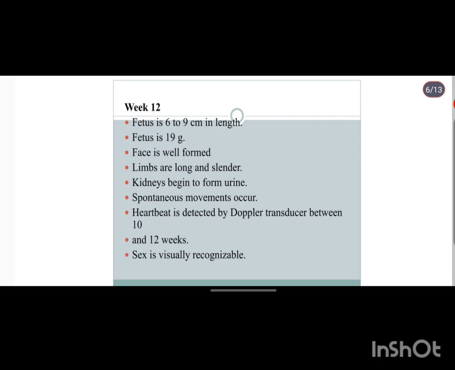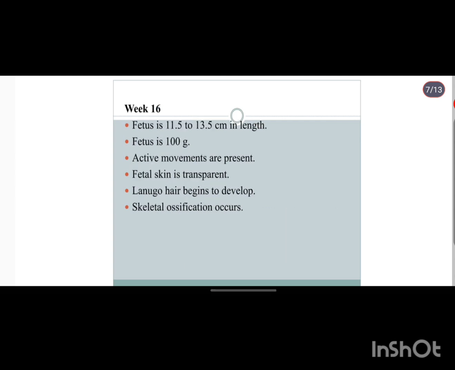Week 12, the fetus is 6 to 9 centimeters in length, 19 grams, the face is well formed, limbs are long and slender, kidneys begin to form urine, spontaneous movement occurs, the heartbeat is detected by Doppler transducer by the 10th week, and the sex is almost visibly recognizable now. At the 16th week, the fetus is almost 11.5 to 13.5 centimeters. Active movements are present. The skin is transparent, lanugo begins to develop, and there is skeletal ossification.